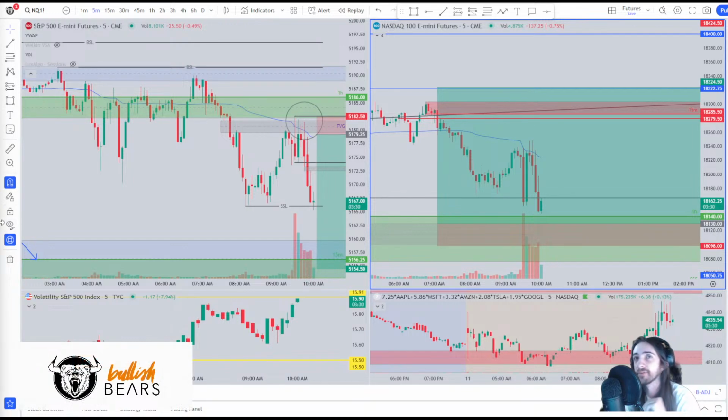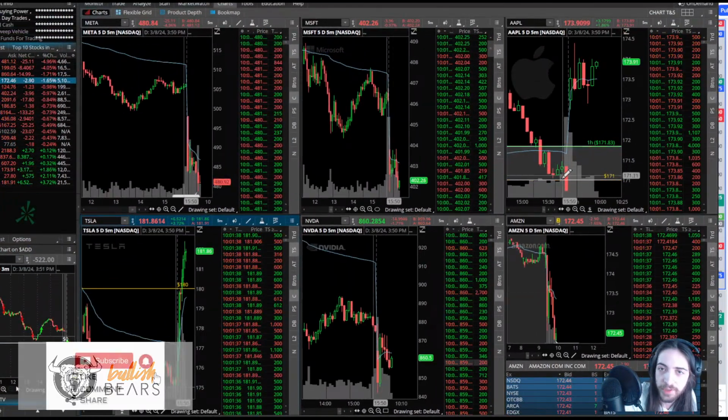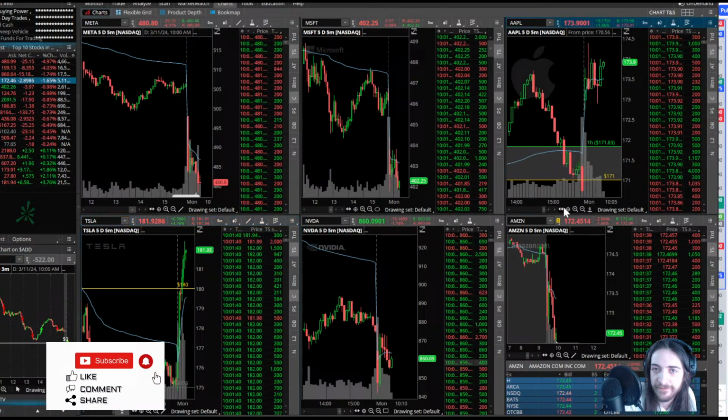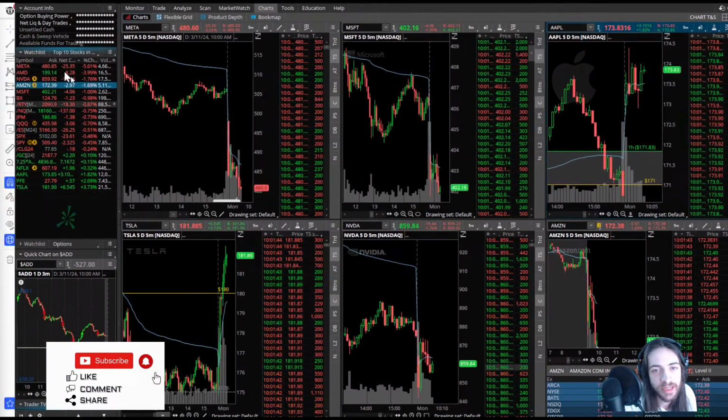I do think we're going to pull back here. Apple looks like it has a bit of strength. I'll show you guys. Got Apple trying to push higher. Looking at the relative strength watch list, right?